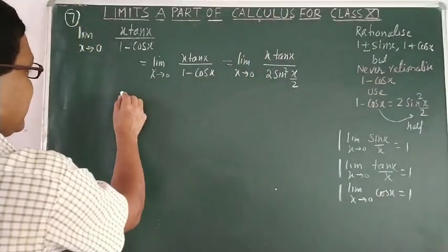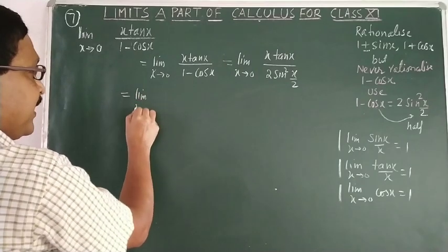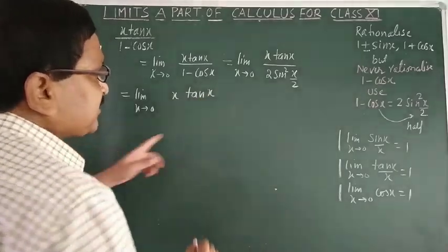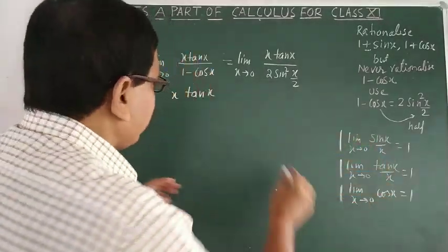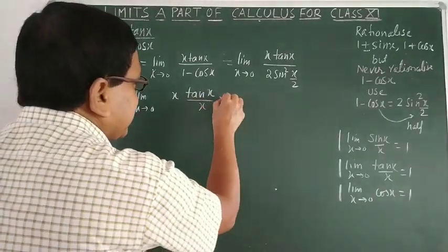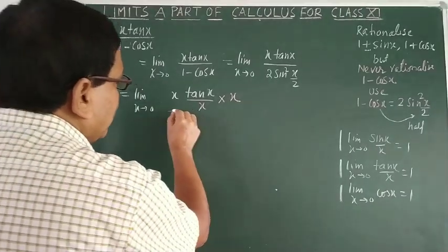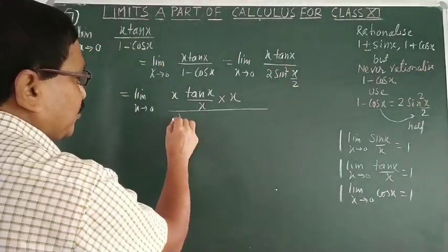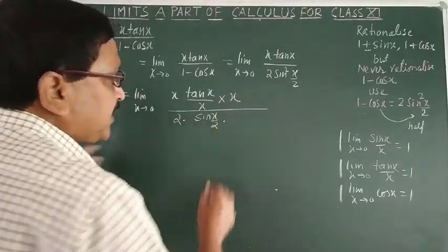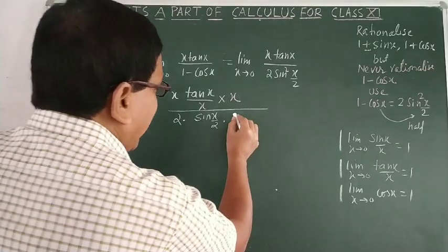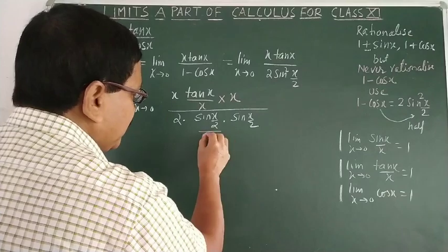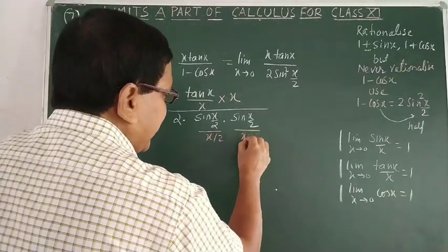Now just see, this is equal to limit x tends to 0, x tan x. Tan x needs x; tan x by x is the requirement. So write one more x here, and multiply by that x. Now again come to this 2 sin square x by 2. Sin square x by 2 means sin x by 2 twice. This needs x by 2 and this also needs x by 2.